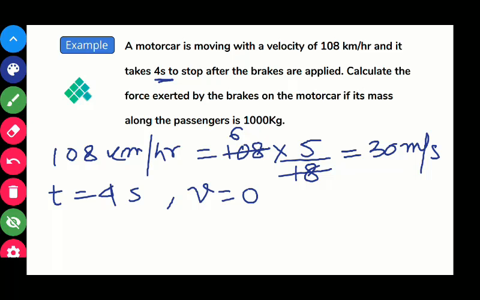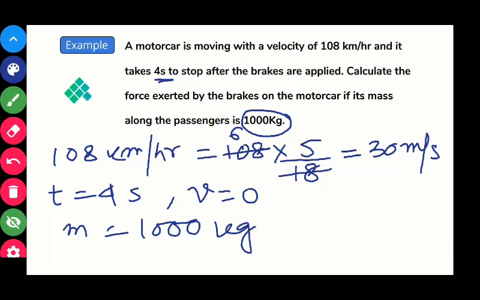Now you have to calculate the force exerted by the brakes on the motor car if it has a mass along with the passenger of 1000 kg. Right? You have to calculate the force exerted by the brakes. That means initially the car was traveling with a speed and you apply the brake and the car is stopped. That means you have to apply Newton's second law. At first, gather all of the information that is given, that the mass is 1000 kg here. Now I'm just erasing that part and I will calculate by applying Newton's second law.